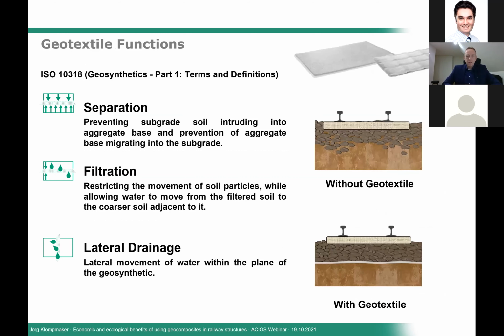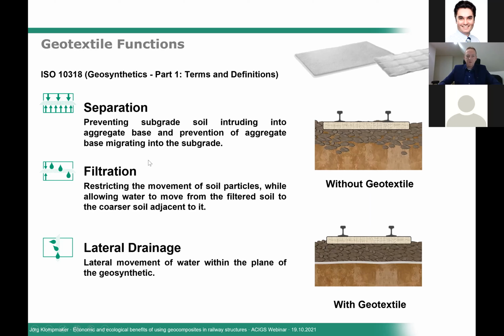Now let's look at the geotextile functions. The foremost function of a geotextile separator, of course, is the separation function. And this is all about preventing the subgrade soil intruding into the aggregate and preventing the aggregate base migrating into the subgrade. So it's not only one way that the fines are moving up into the sub-ballast or ballast layer, also the separator prevents that the coarser material is pressed into the soft subgrade.